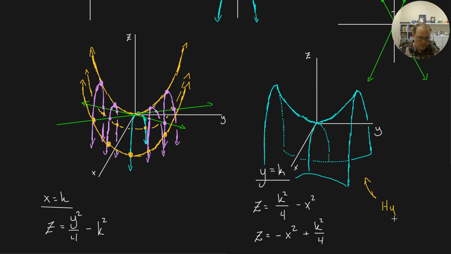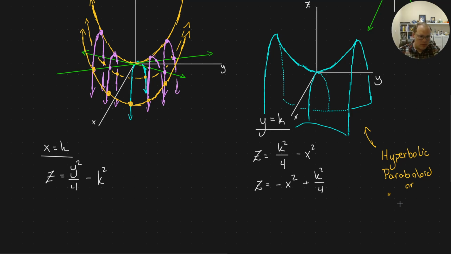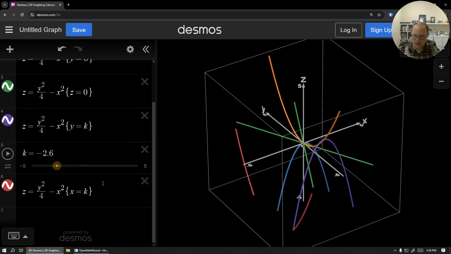This is a hyperbolic paraboloid, or sometimes we call it a saddle, for obvious reasons, right? It looks like a saddle. That's what we're getting here. Can you kind of see it now? Let's put it here.